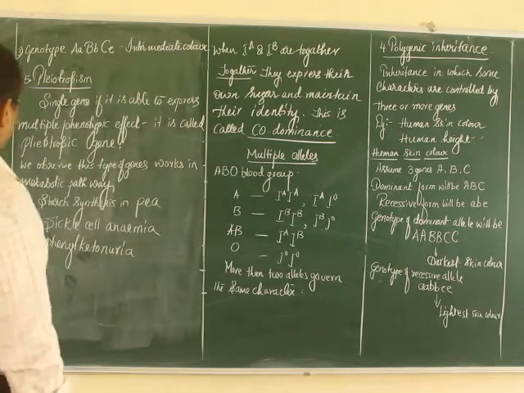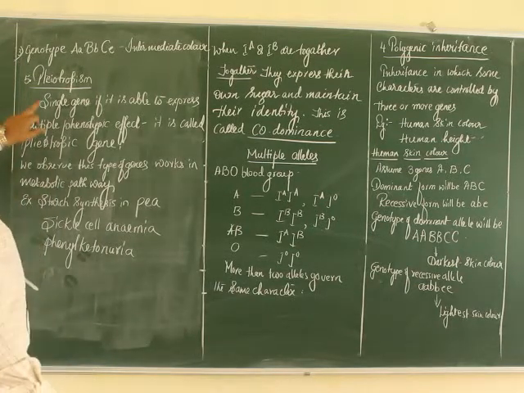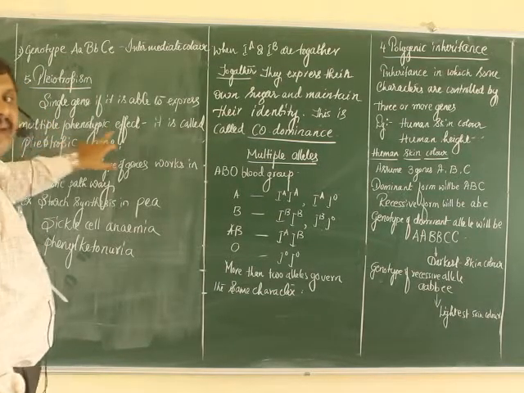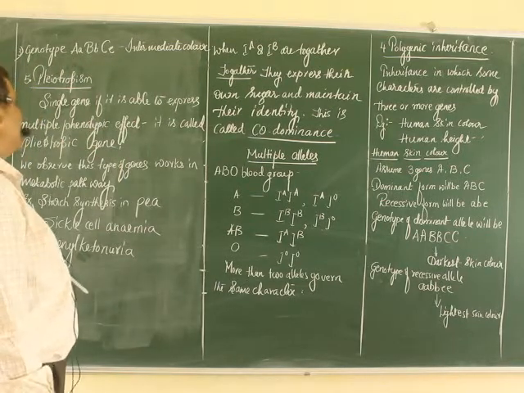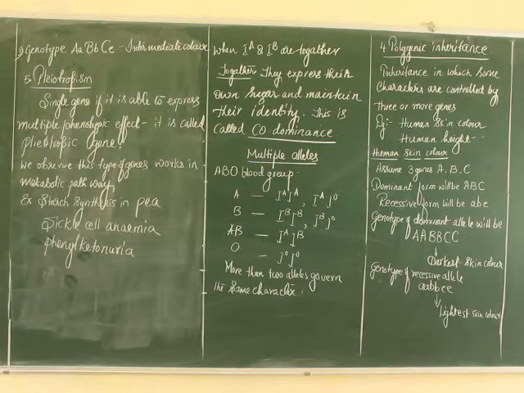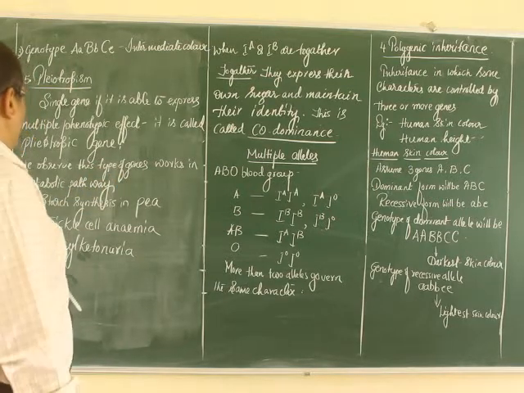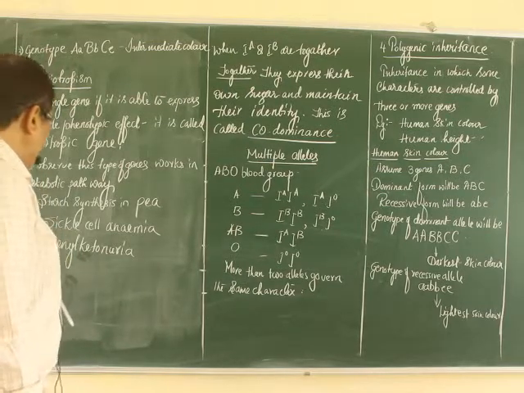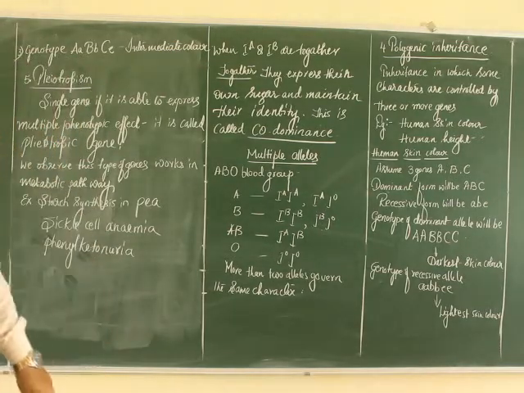So, dear students, you should remember what pleiotropism is. If a single gene is able to express multiple phenotypic effects, if one gene controls many phenotypic characters, it is called a pleiotropic gene, and the phenomenon is called pleiotropism. We observe this type of gene works in metabolic pathways, for example, starch synthesis in pea plant, sickle cell anemia, and also phenylketonuria.